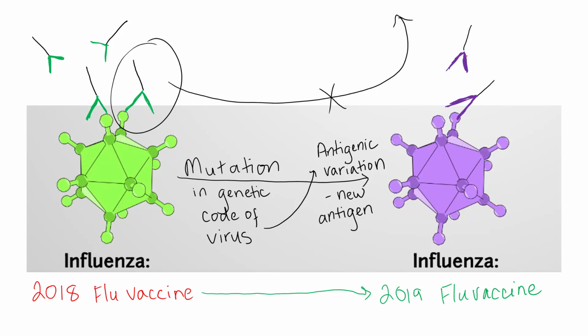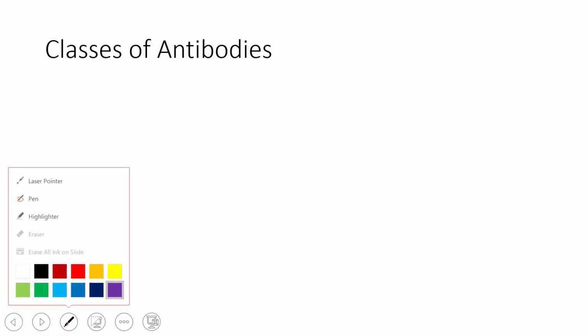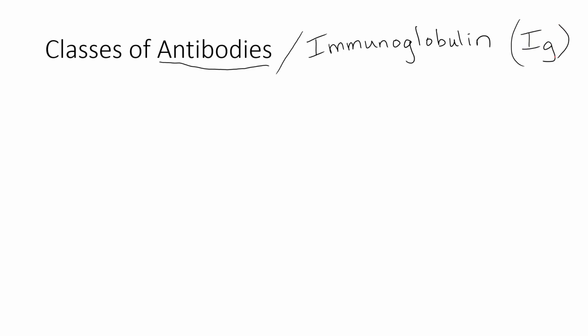So now let's talk about some different classes of antibodies. So we've been using this word antibody. Recall, though, that you can use another word. The other word you can use is immunoglobulin. So if you see the word immunoglobulin or antibody, they are synonymous. They mean the same thing. A lot of times we show immunoglobulin as capital I, lowercase g.